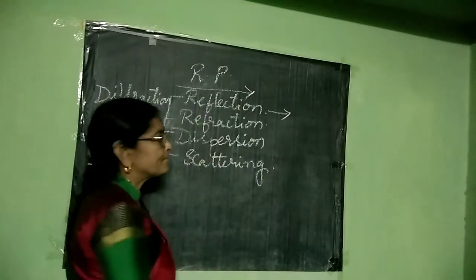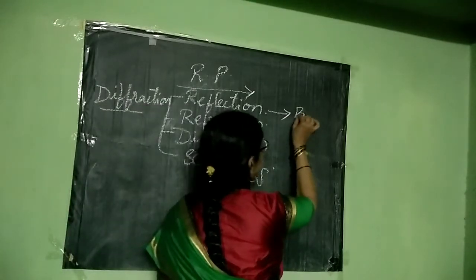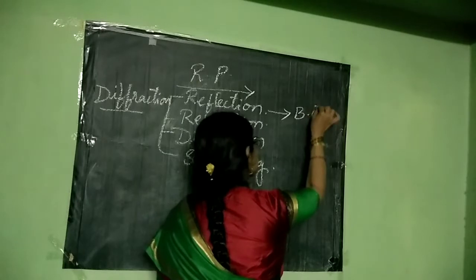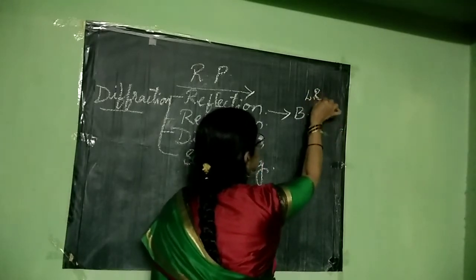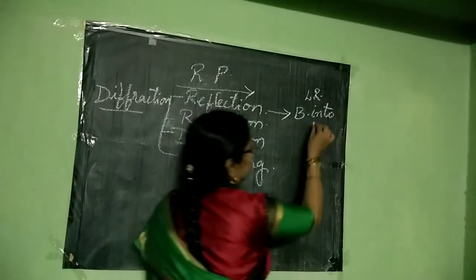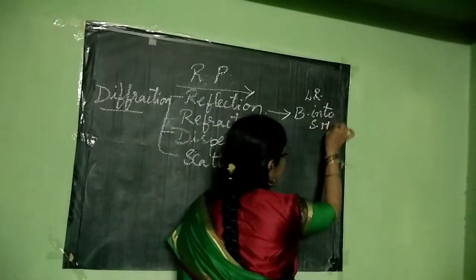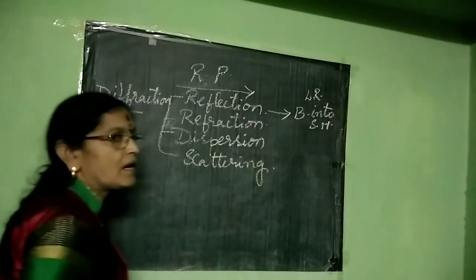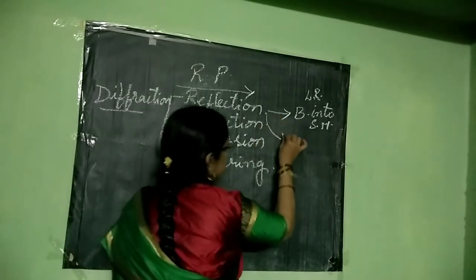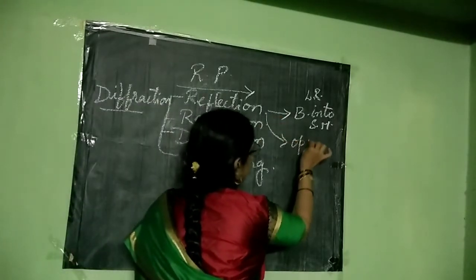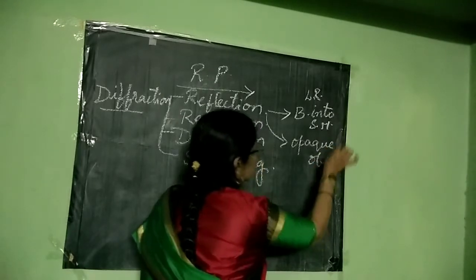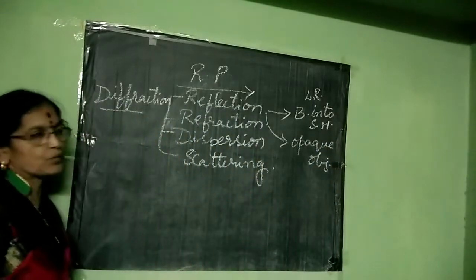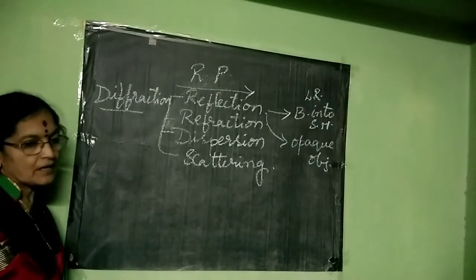In simple words, reflection is the bouncing back of light rays into the same medium. When is it possible? When the light hits an opaque object, it will bounce back. This phenomenon is known as reflection.